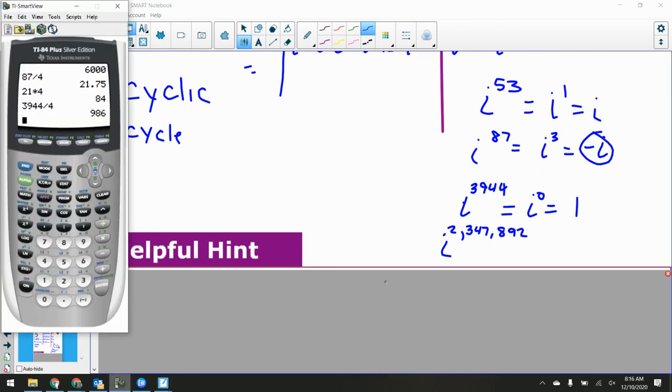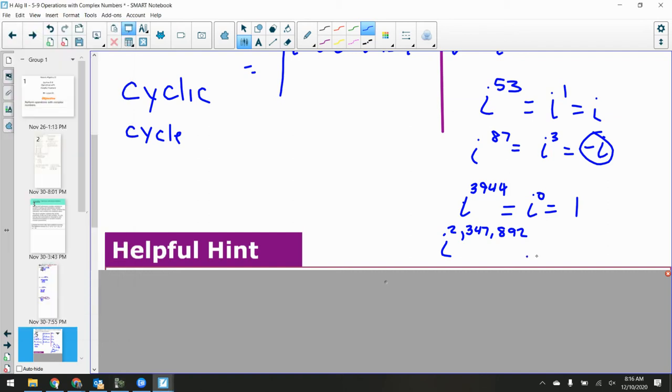So I take 2,347,892. I divide it by 4. Holy chicken nuggets, that came out even too. So this is actually i to the 0 again, which is just 1, because there was no decimal, right? It's always either going to be 0.0, 0.25, 0.5, 0.75. It's always going to be a remainder of 1, 2, 3, or 0.